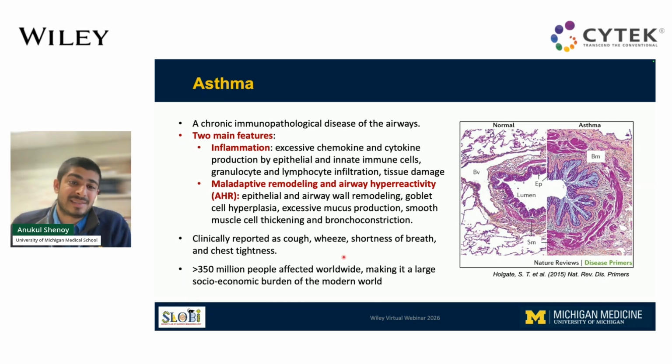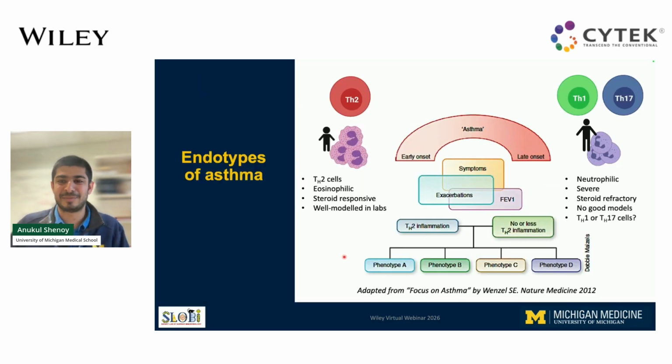And as the world is getting more and more modernized, there are more than 350 million people affected with asthma worldwide. So it is a very big socioeconomic burden. If I ask a layperson what type of asthma they know of, one of the most common things people will think of is asthma has Th2 cells, produces a lot of eosinophils. And that is because we usually think of asthma as more like an atopic, early life detectable asthma, or the early onset asthma that is highly eosinophilic.